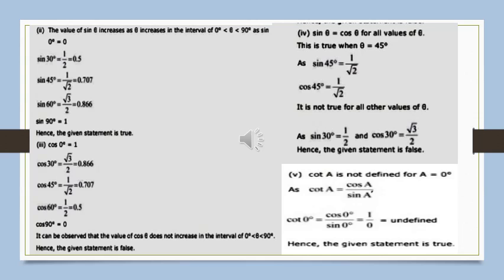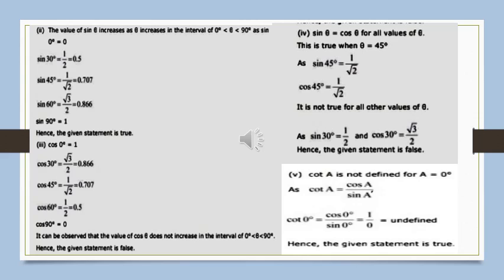Sin theta equals cos theta. This is true when theta equals 45, because sin 45 equals 1 upon root 2 and cos 45 equals 1 upon root 2. But it is only true for 45, not for all other values. If you take sin 30 equals 1 by 2 and cos 30 equals root 3 by 2, the statement is false. And therefore we can't say it is a true statement, though it is true for theta equals 45. It is a false statement because it is not true for every value of theta.